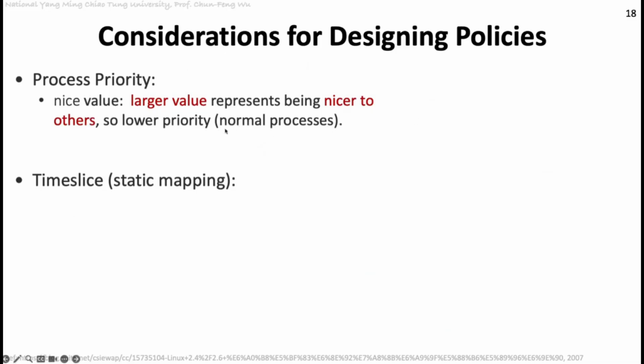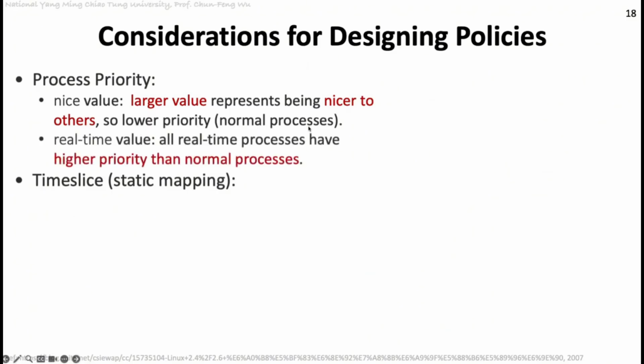So why I say normal process for low priority, because there are some other processes called real-time processes, like kernel processes, and those kinds of processes actually have higher priority. Okay, we'll talk about it later.